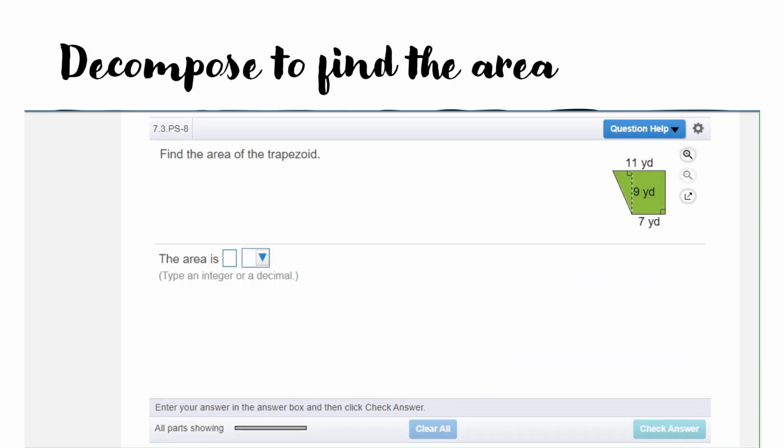Alright, so for this question we want to find the area of the trapezoid. So what we can do is decompose. Decompose means to break apart. If we look, they already have the line here. So if we break this apart into a rectangle and a triangle, we can get the total area. The triangle plus the rectangle is going to be equivalent to the entire number of square units for the trapezoid. So if I put both of those together, it's going to give me the area of my trapezoid.